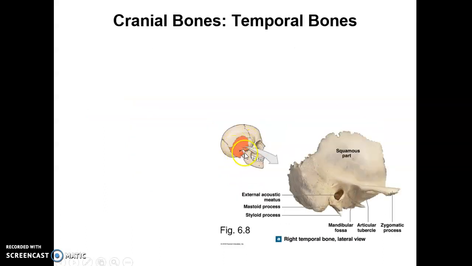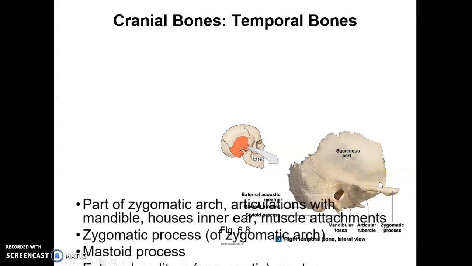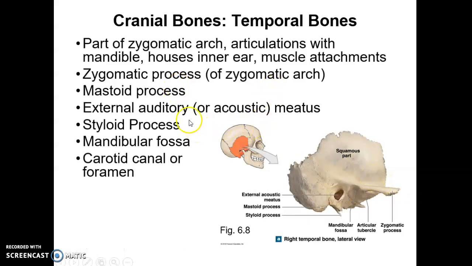Okay, let's move on to the temporal bone here on the side of the head. It's a little more elaborate, more features, a few things to know here, like that opening, external acoustic meatus here. If you stick your finger in your ear, you're sticking your finger within the external acoustic meatus of your temporal bone. Anyway, it also forms part of the zygomatic arch, which is your cheek ridge.